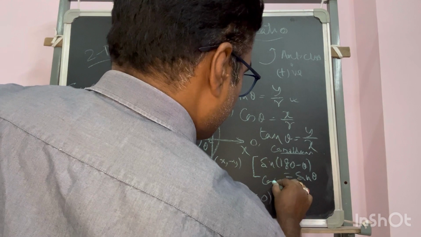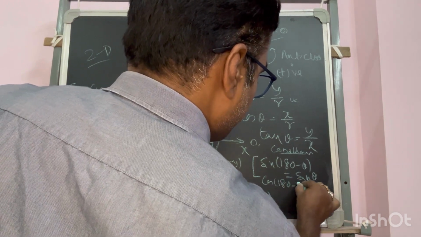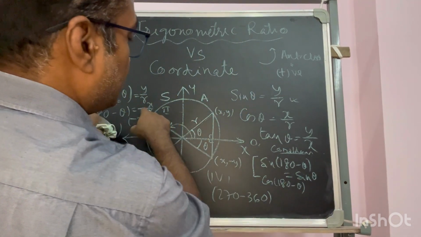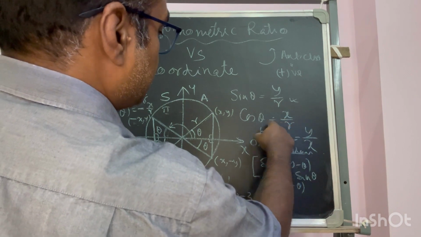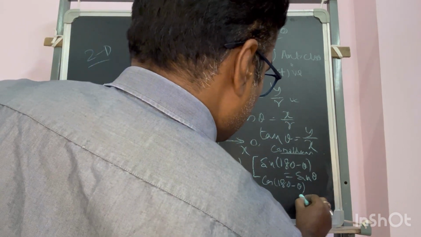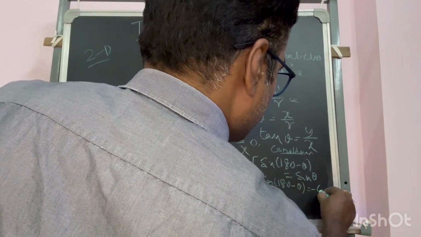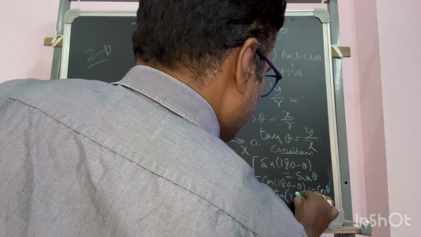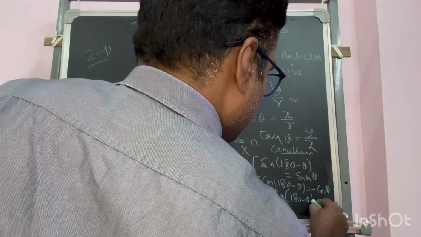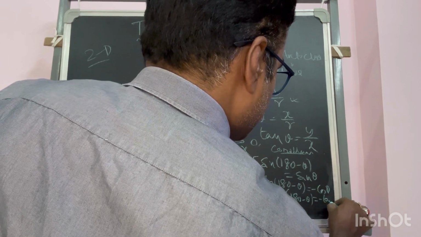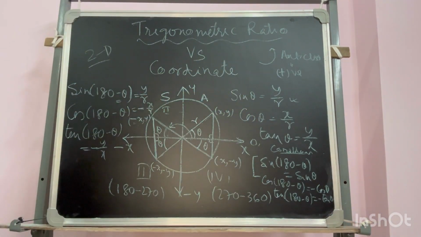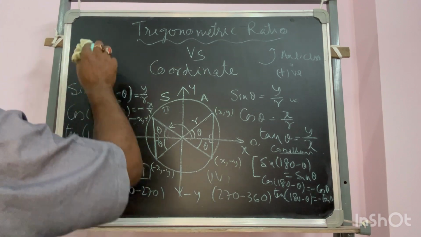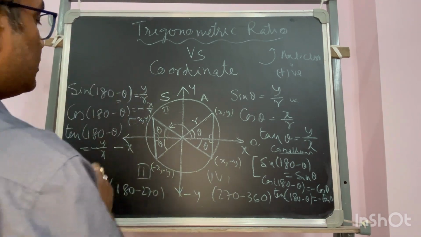So cos of 180 minus theta, which is minus x by r, is equal to minus of cos theta. And tan of 180 minus theta, I can write, is minus tan theta. So from here I am going to bring out one standard.